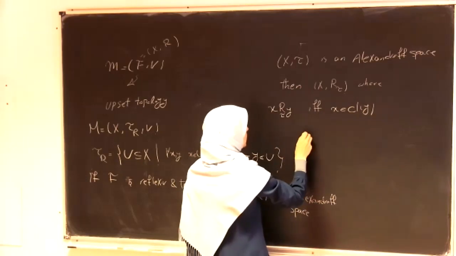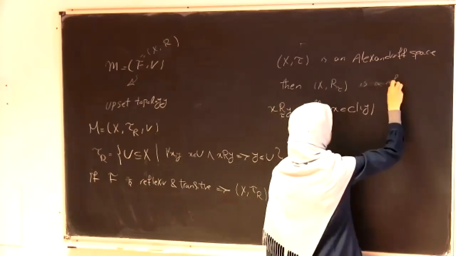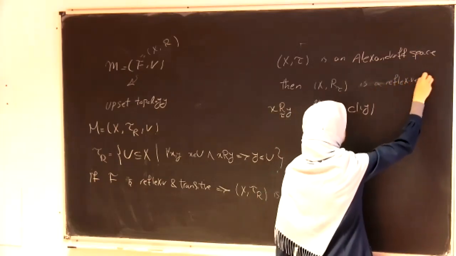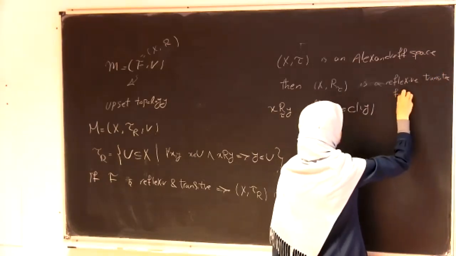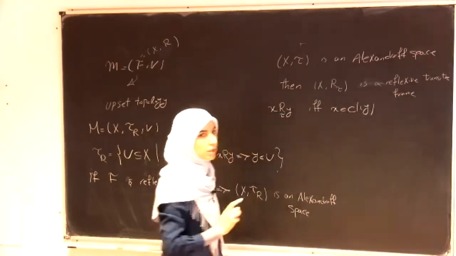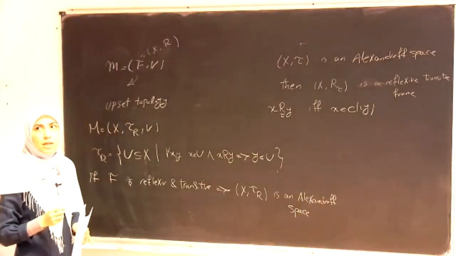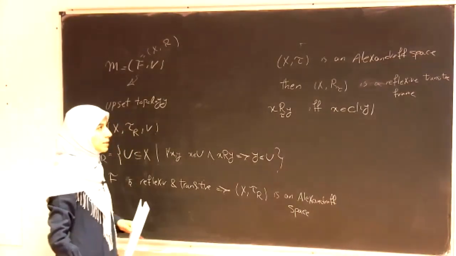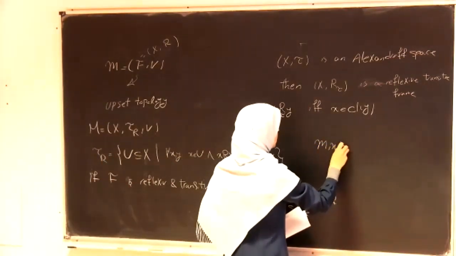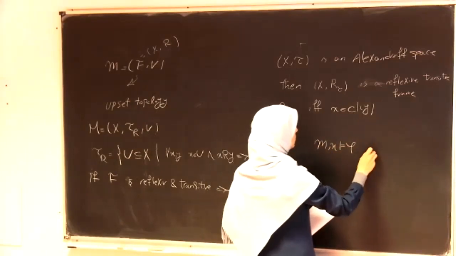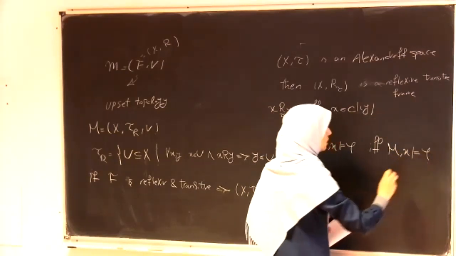Then it is a reflexive transitive frame. So there is a one-to-one correspondence between reflexive and transitive frames, and also Alexandrov spaces. And in this case, we have that in M and X as a Kripke model, phi is true if and only if in M and X as a topological model, phi is true.